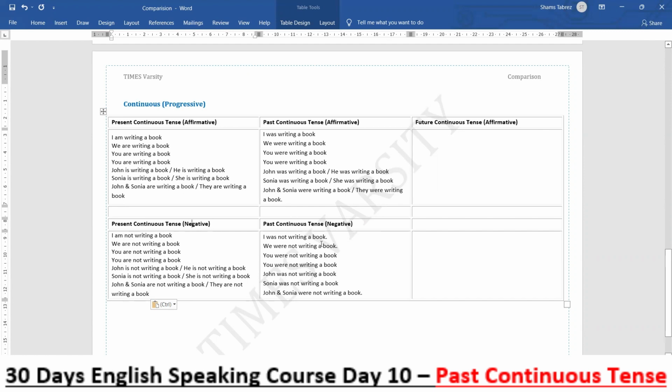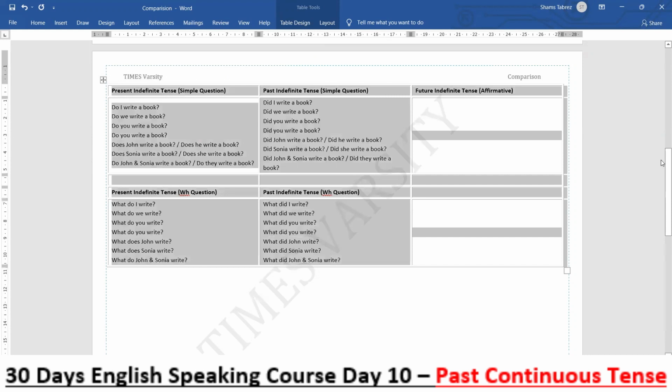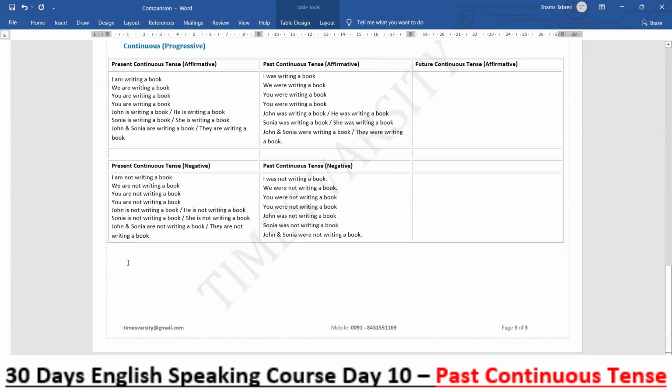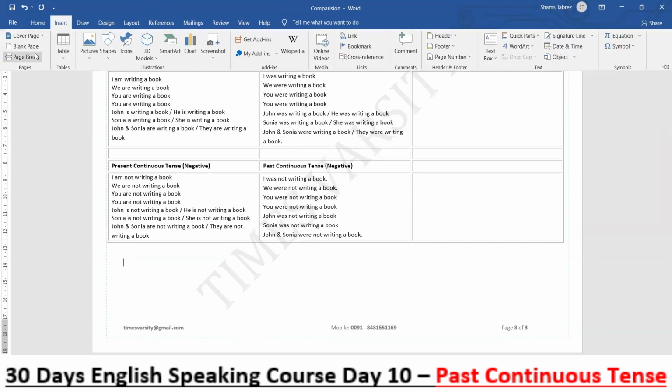And in the past continuous negative sentences, also "not" is added. When the word "not" is added after the helping verb in the affirmative, it becomes negative. This is one thing. Now, look at the simple question and WH question.